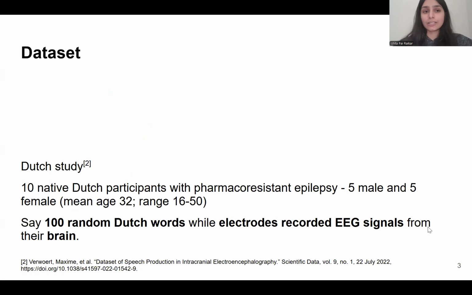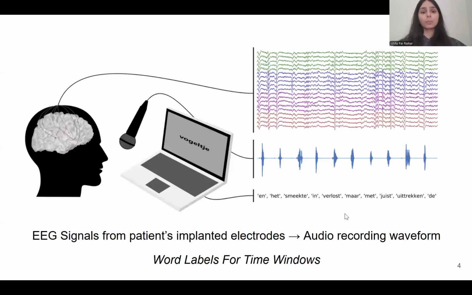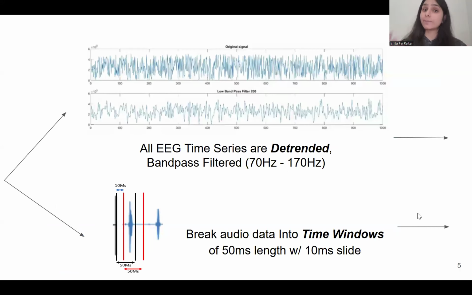So let's look at our data set. Our data set was a Dutch study where we had 10 native Dutch participants with pharmacoresistant epilepsy, 5 female and 5 male, and they were shown 100 random Dutch words, and they had EEG electrodes connected to their brain, and while they saw the words, they also read those words through a microphone. So there were two input data collected. Here's a small visualization, and let's move on to what exploratory data analysis we conducted.